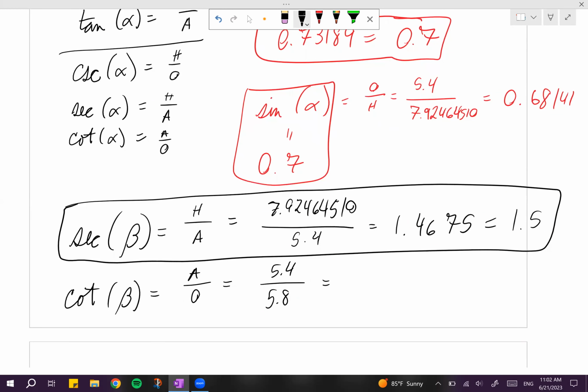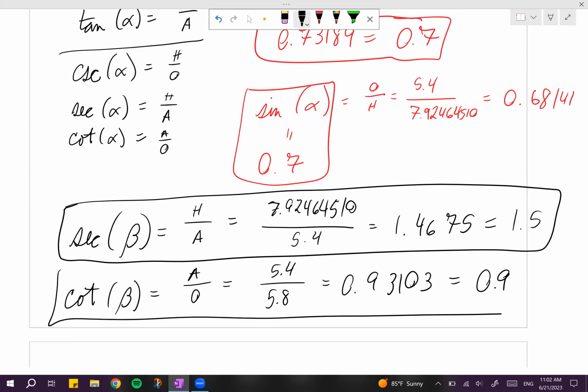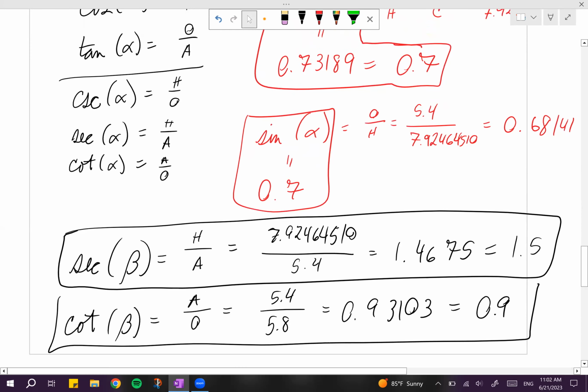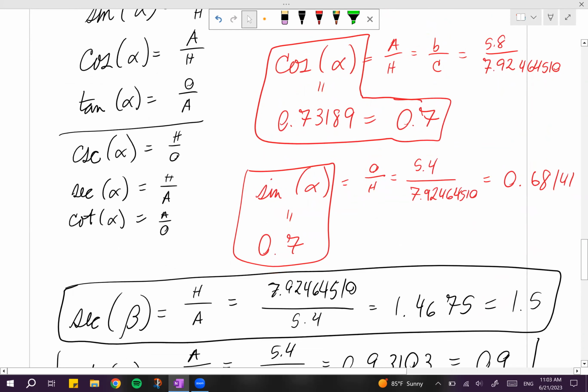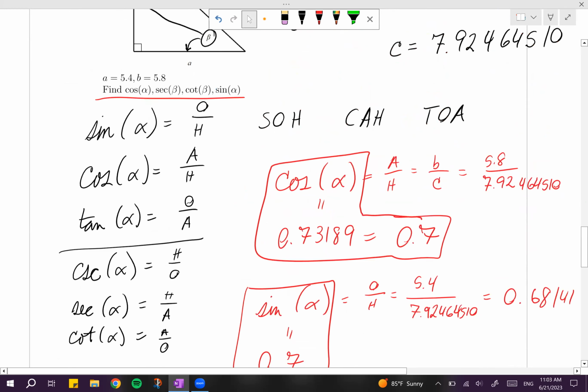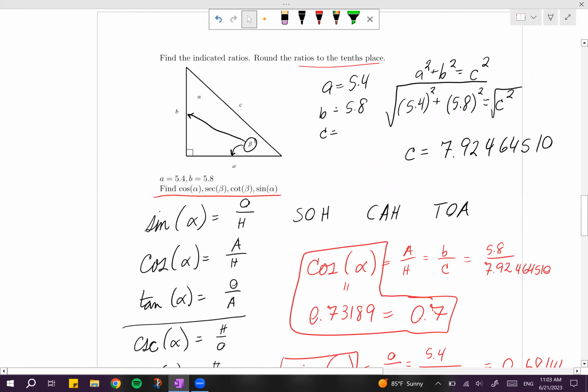So when we plug this in the calculator, 5.4 divided by 5.8, we get 0.93103, and we round to the 10th place, so this is 0.9. So cotangent of beta is 0.9, secant of beta is 1.5, sine of alpha is 0.7, and cosine of alpha is 0.7. And those would be my final answers. I'm going to zoom out just a little bit so that all the work fits on one page.